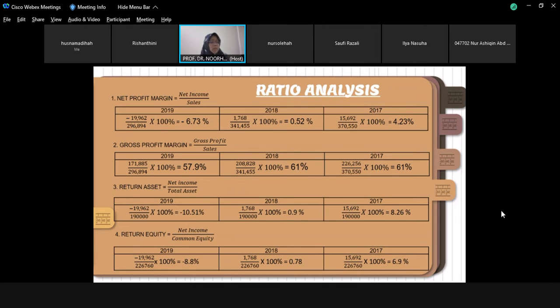Okay, Nur Soleha, who did this? Okay, for this ratio analysis, I will explain the net profit margin and the gross profit margin. Just tell us quickly what happened. For the net profit margin, we can see that Goodfoto managed to gain profit in 2017 and 2018, but in 2019 they didn't manage to gain profit due to the negative percentage, meaning that Goodfoto could not gain profit during the current year.